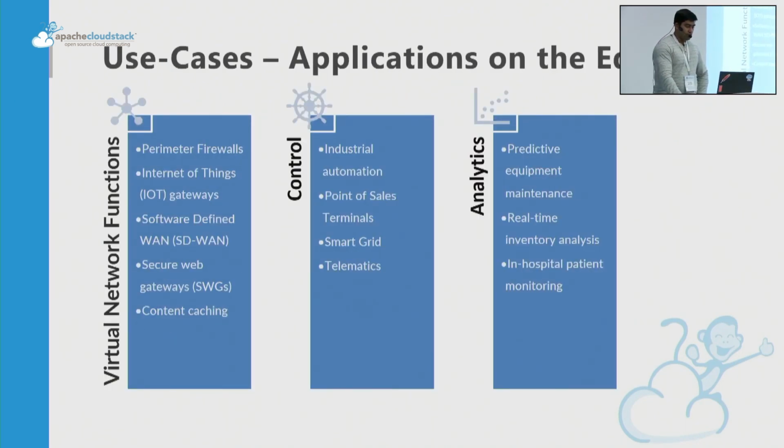Some use cases for applications on the edge. We can see different virtual network functions, perimeter firewalling, Internet of Things, which has been dominating, software-defined WAN, then secure web gateways. So it comes down to different network functions that can be deployed on the edge. In terms of control, it can be seen in industrial automation, point of sales terminals, and things like that.